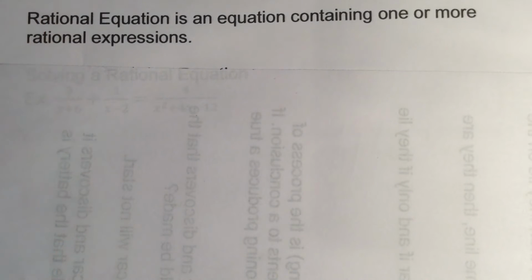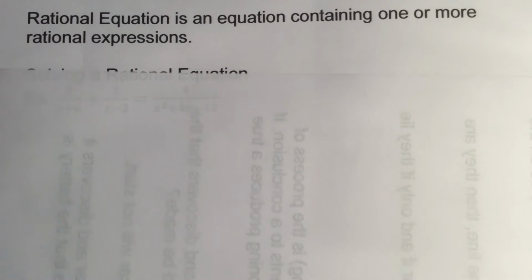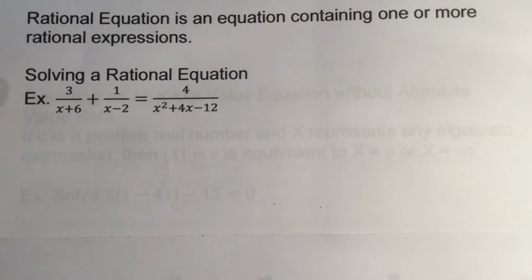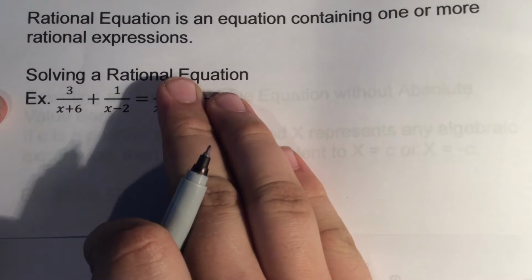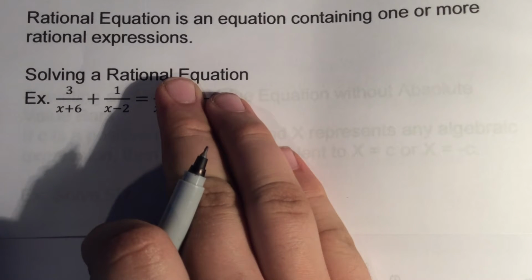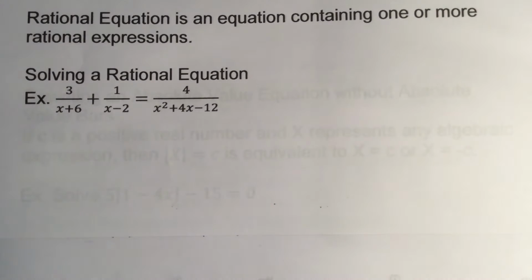Now, a rational expression, we talked about last time, was where we had a polynomial over a polynomial. Well, if we have a rational equation, now we have one or more rational expressions being involved in an equation where we have an equal sign. So last time we just did something like this, where we had just two rational expressions added and we simplified. Now we set them equal to something, and we're going to have to actually go through and solve the whole thing.